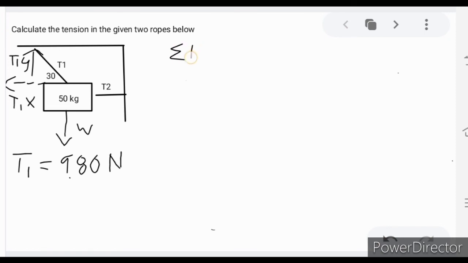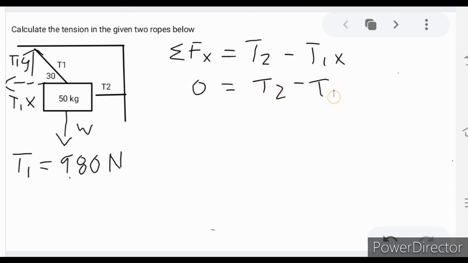And now we are going to solve the values along the x direction, or the summation of F of x, wherein we involve the tension in rope 2, T sub 2, and minus Tx sub 1, which is what you see on the free body diagram. Since the object is at rest, the summation is 0. Then we have T sub 2 minus Tx sub 1. Therefore, if we isolate the equation, T sub 2 is equal to Tx sub 1.